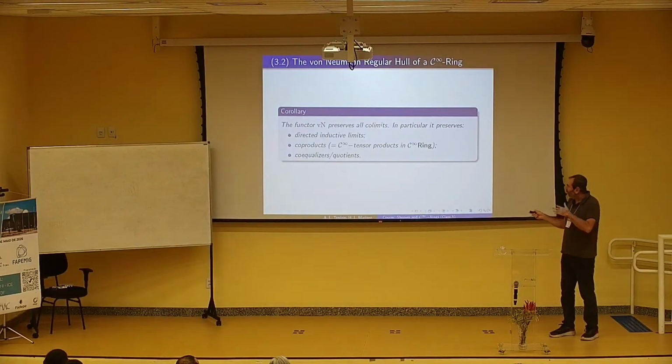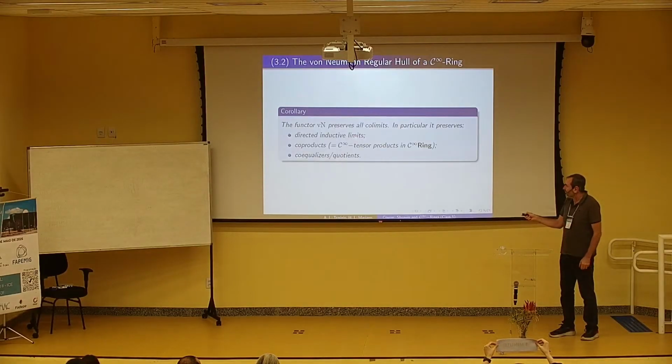Bem, o fato de ter adjunto à esquerda da inclusão, a gente tira várias informações automáticas, de graça. Né? Então, o funtor Vn, que associa o melhor anel von Neumann regular que recebe o morfismo de A, vai preservar todos os colimites, em particular, a gente tem a cara dos colimites filtrantes, né, que é melhor.